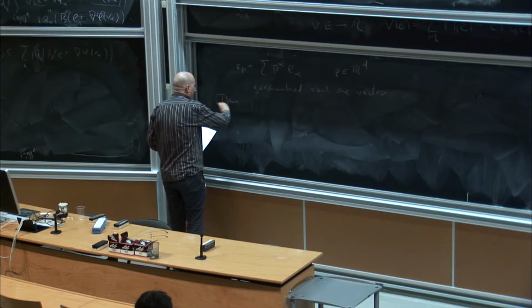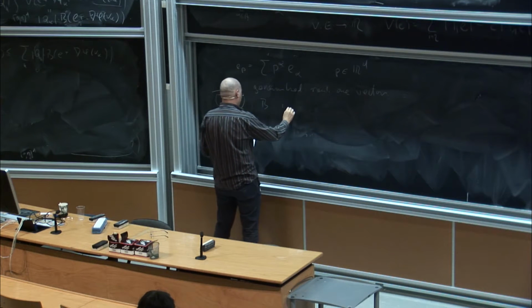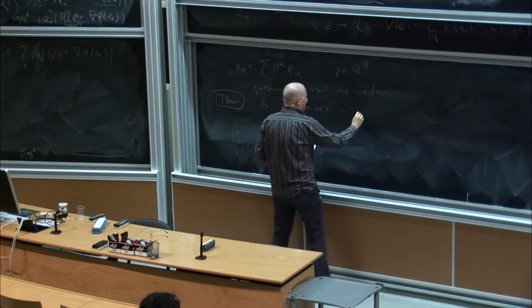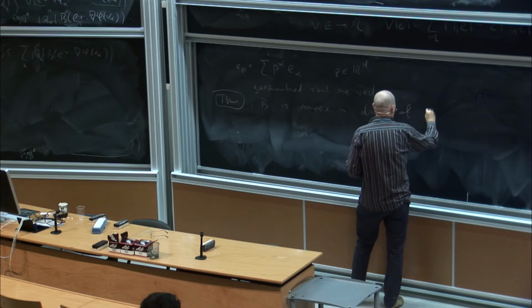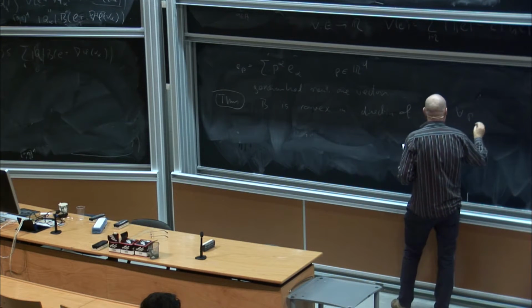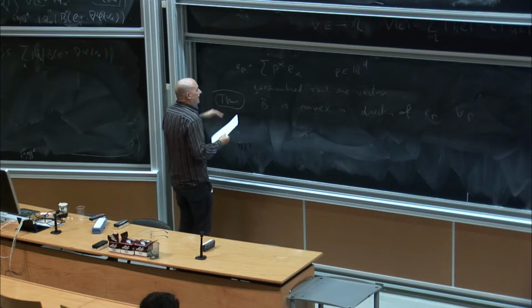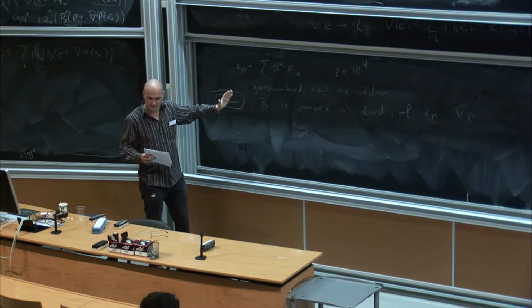So the next property is the following. It will be the theorem that B is convex in directions of E_p for every p. Okay? So this is the line, and in any of those directions, the function is convex.